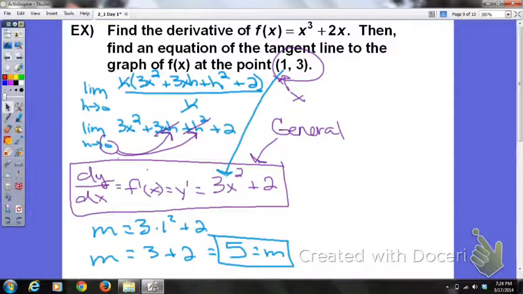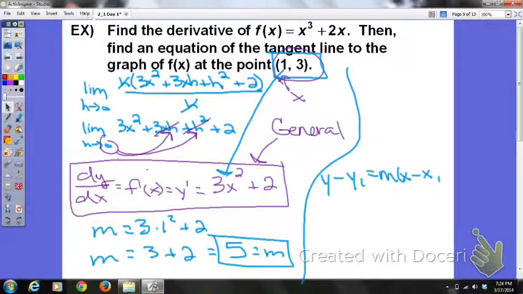There is my slope. Here is my ordered pair. So if I go to my point slope form, y minus y1 equals m times x minus x1. We now have an equation, y minus 3 is equal to 5 times the quantity x minus 1.